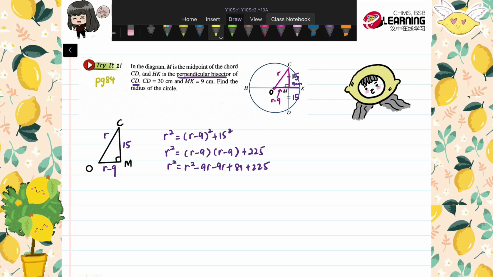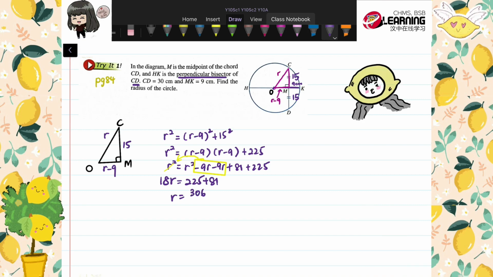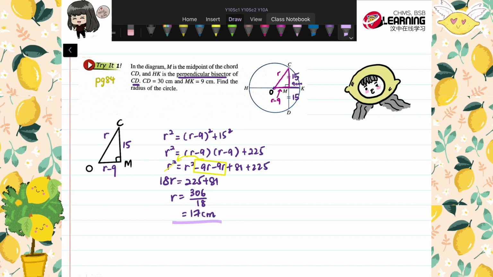So r squared and r squared cancel out, because if you move this r squared to the other side, minus r squared becomes 0. Then I move this negative 9r, minus 9r, to the other side, it becomes plus, so it's 18r equals 225 plus 81. 225 plus 81 is 306, over 18 equals 17 cm. Okay, so this is the answer for your r.